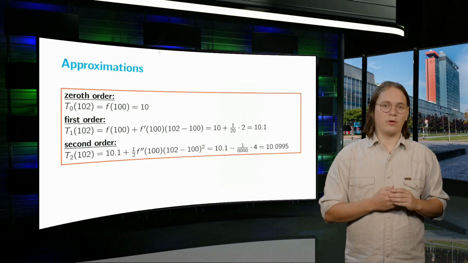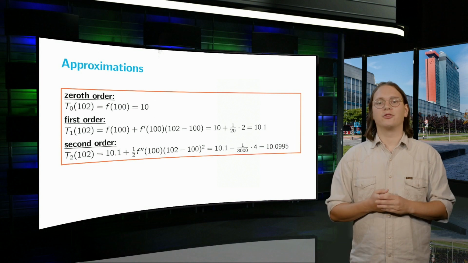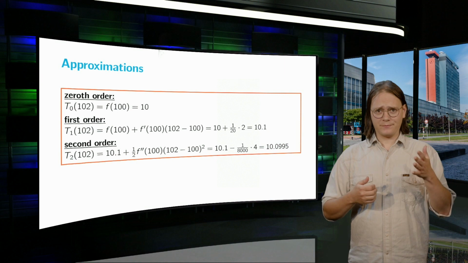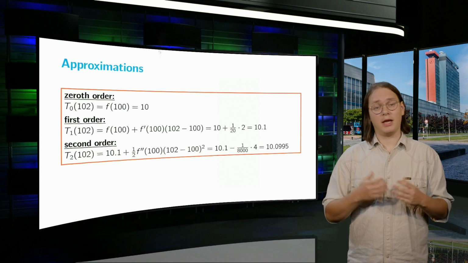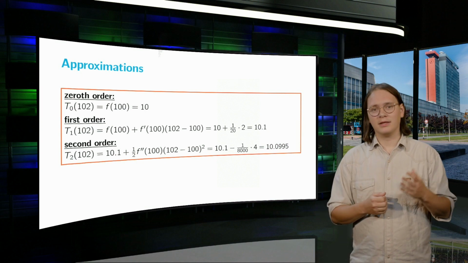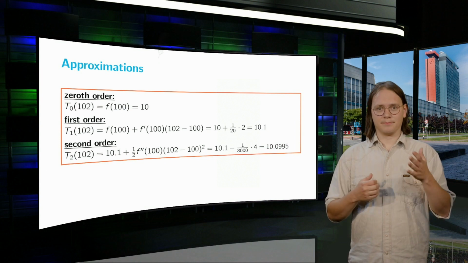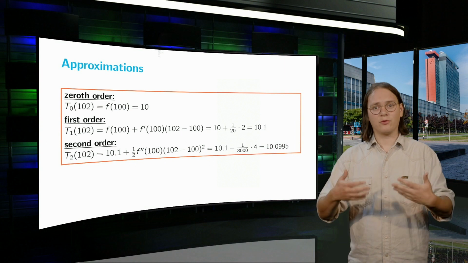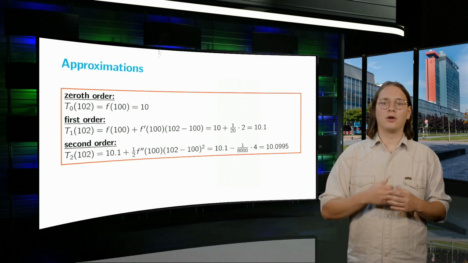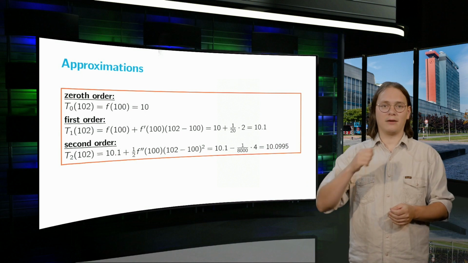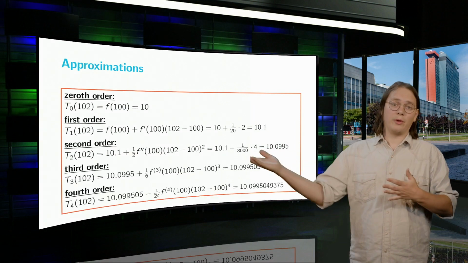The 2nd order Taylor polynomial is obtained from the 1st order Taylor polynomial by adding the term 1/2 times the second derivative of f at the point a times x minus a squared, where in this case a equals 100 and x equals 102. Since the second derivative of the square root equals minus 1 over 4 times x times the square root of x, we obtain for the 2nd order Taylor approximation the value 10.1 minus 1 over 2000, which is 10.0995. By adding the terms for the 3rd and 4th Taylor polynomials, we obtain the following further approximations.